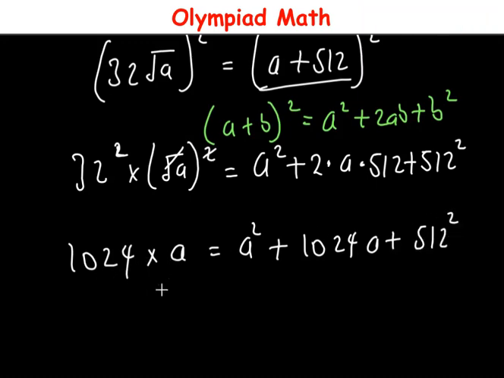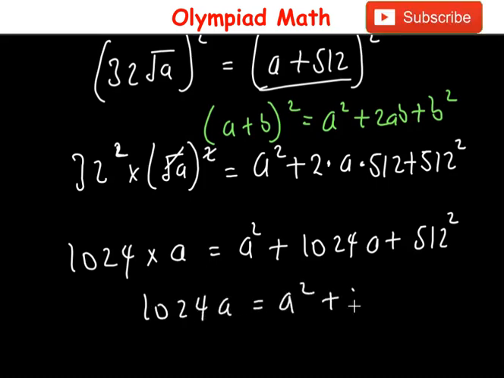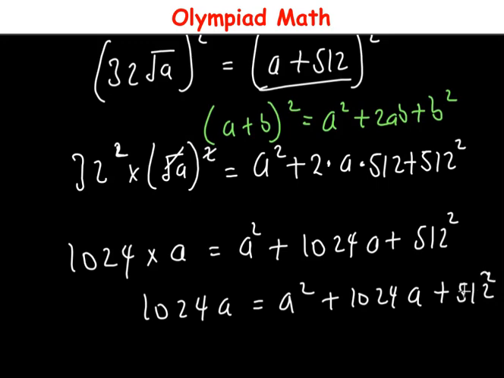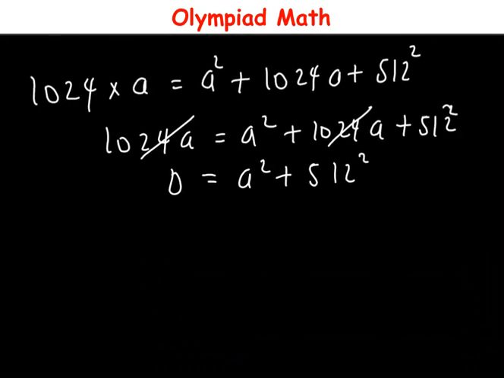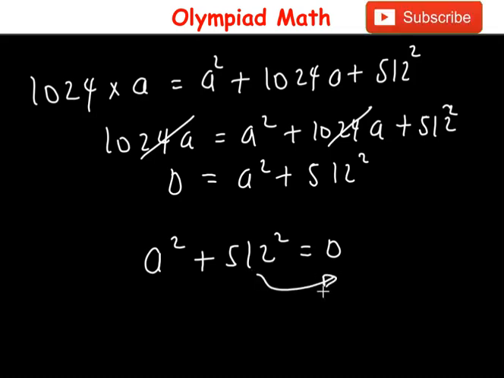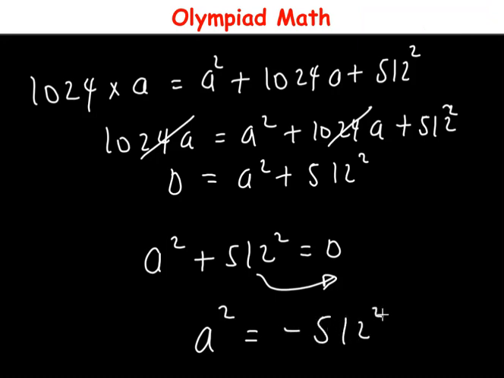So 1024 times a, 1024a equals a squared plus 1024a plus 512 squared. Okay, now this we cancel, we have 0 is equal to a squared plus 512 squared. So if we rearrange this equation, we have a squared plus 512 squared is equal to 0. And with this, we're going to move 512 squared over to this side. We have a squared equals minus 512 squared.